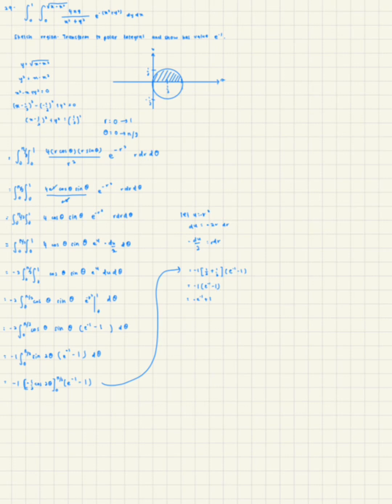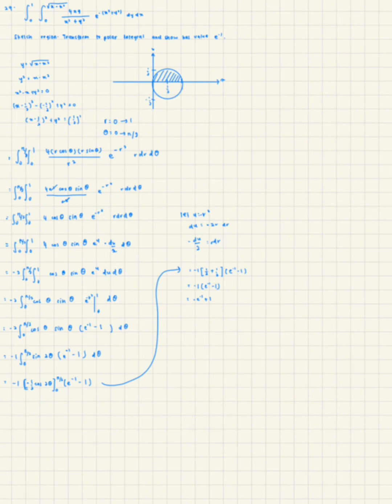Then we convert it to a polar integral. x equals r cos theta, y equals r sin theta, x squared plus y squared equals r squared. Then we simplify it, we get the limits 0 to pi over 2 and 0 to 1 for cos theta sin theta exponential negative r squared r dr d theta.